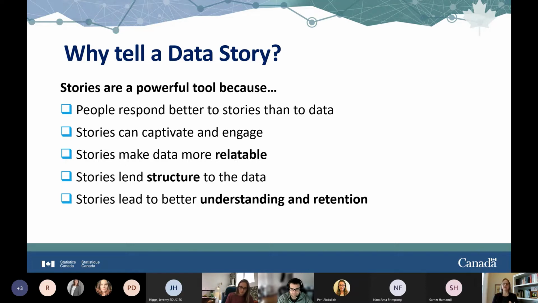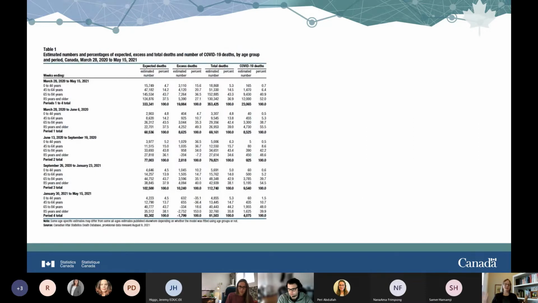I think I have an example here, which I hope will illustrate the point I'm trying to make. Imagine you're a health researcher counting the number of deaths since COVID started, and you've come up with this nice table: the estimated number and percentages of expected, excess, and total deaths by age group since the start of COVID. It will probably take most people at least 10 minutes to just digest this table. Oh, what am I looking at? I have expected deaths, excess deaths, total deaths, COVID-19 deaths by age group, by different time periods.